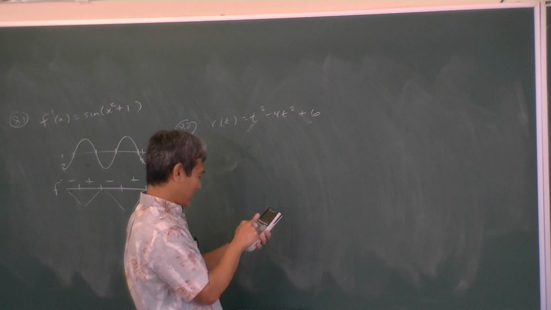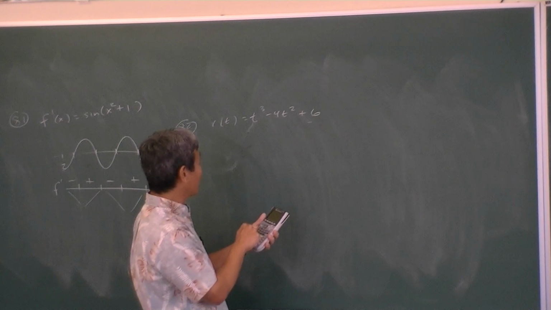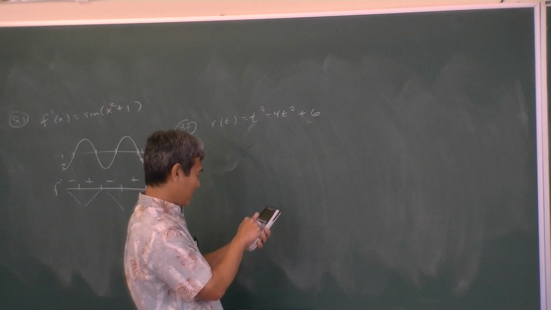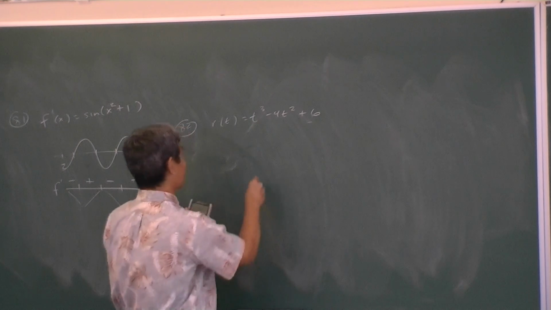So we got x cubed minus 4x squared plus 6, and I'm going to do a zoom standard to start out with. This is what I get.